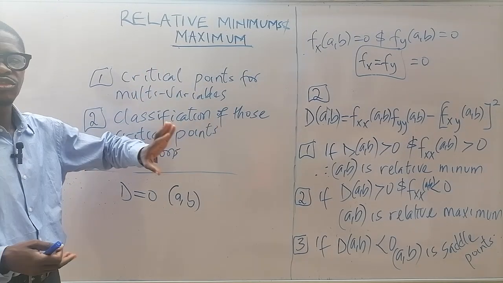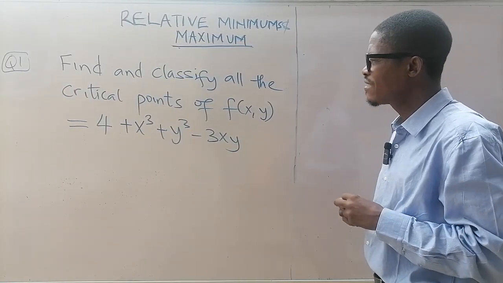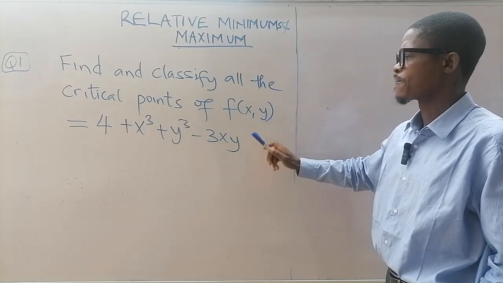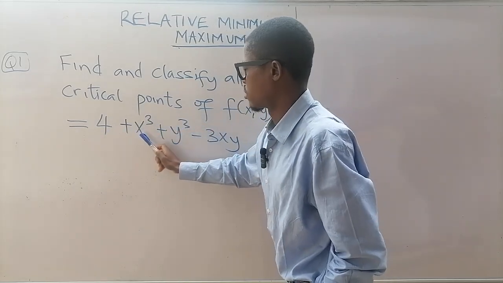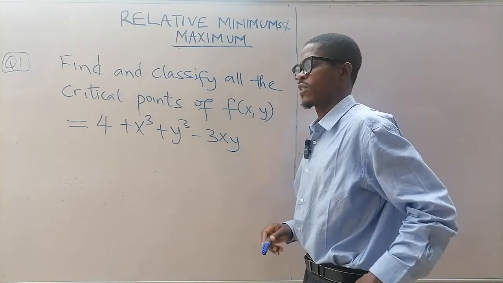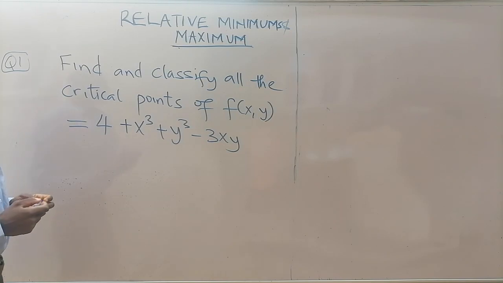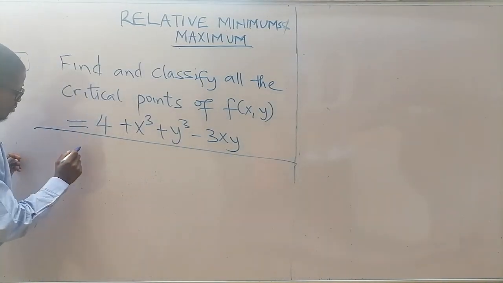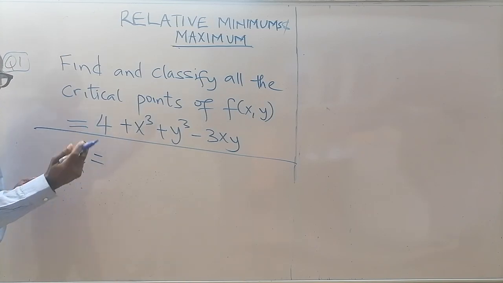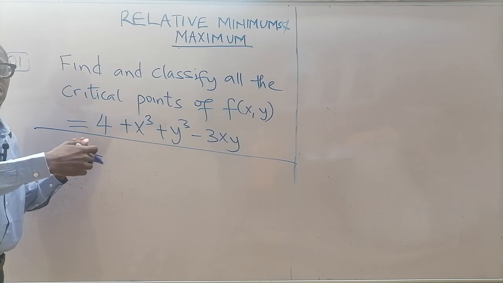Without further ado, let's go straight to questions. We have the first question. Find and classify all the critical points of f(x, y) = 4 + x^3 + y^3 - 3xy. So the first thing we do when we want to find and classify critical points is to get the partial derivative with respect to x, which will be equal to what? Don't forget, when you're doing partial derivative with respect to x, the other variables are kept as constants.